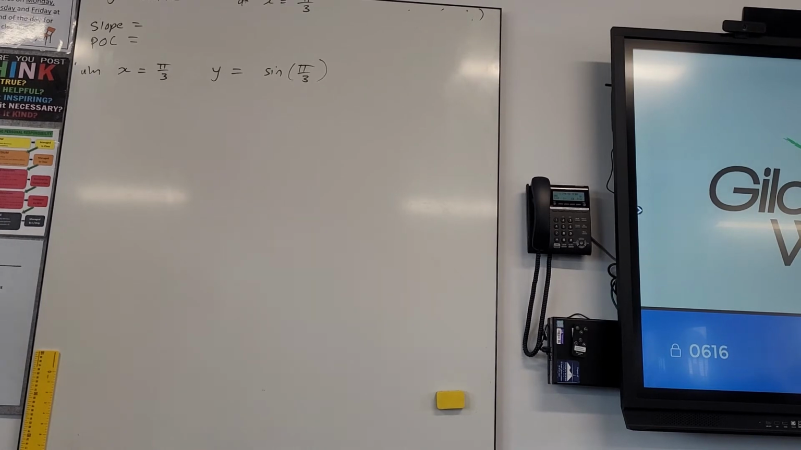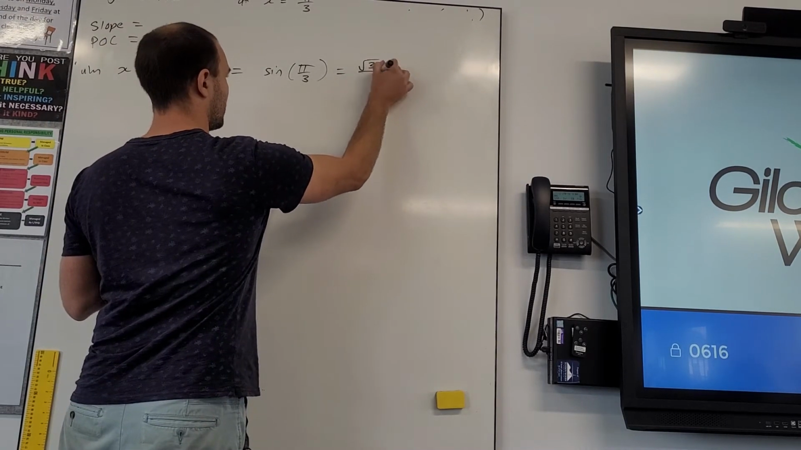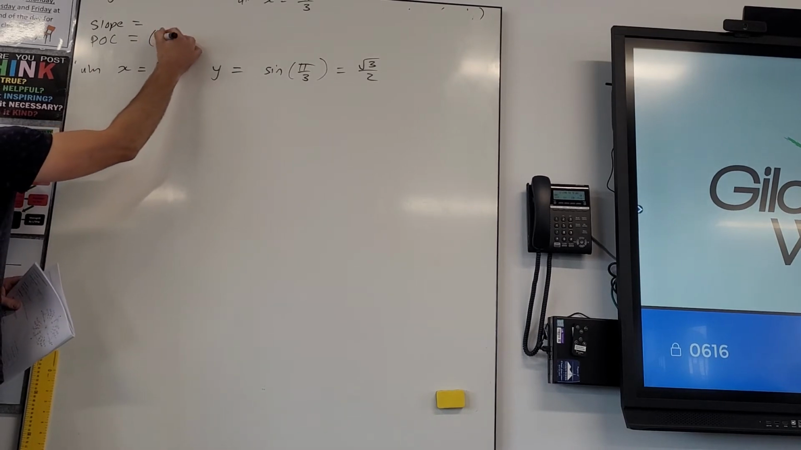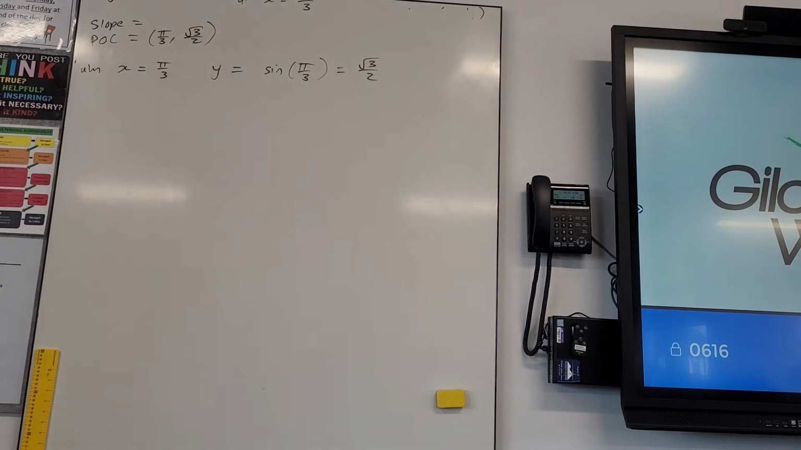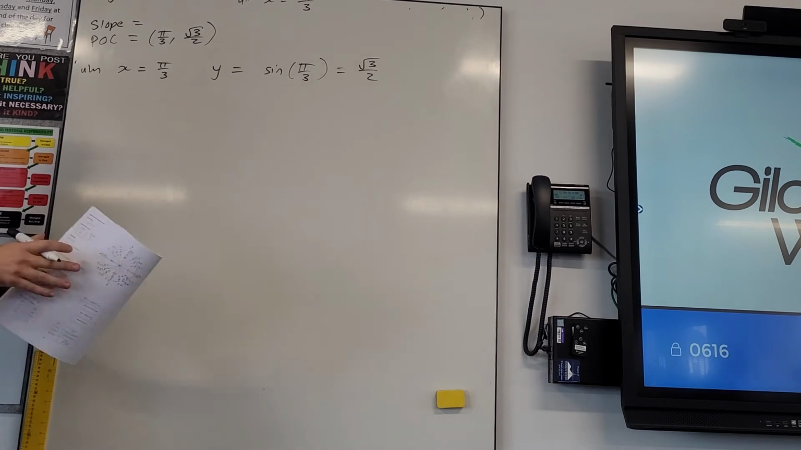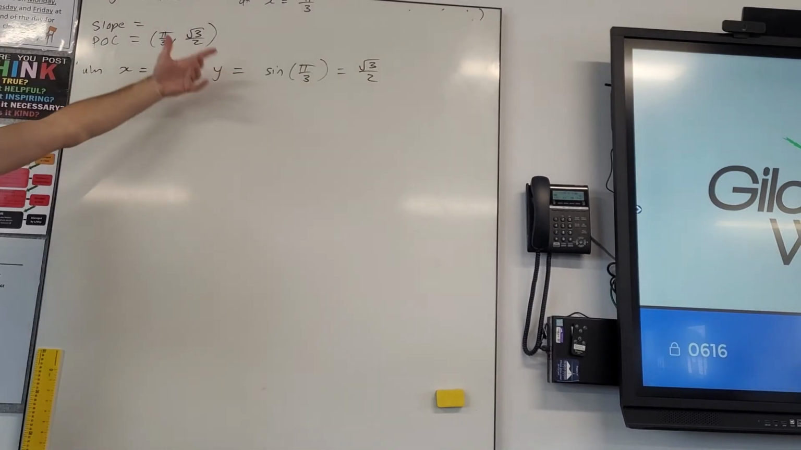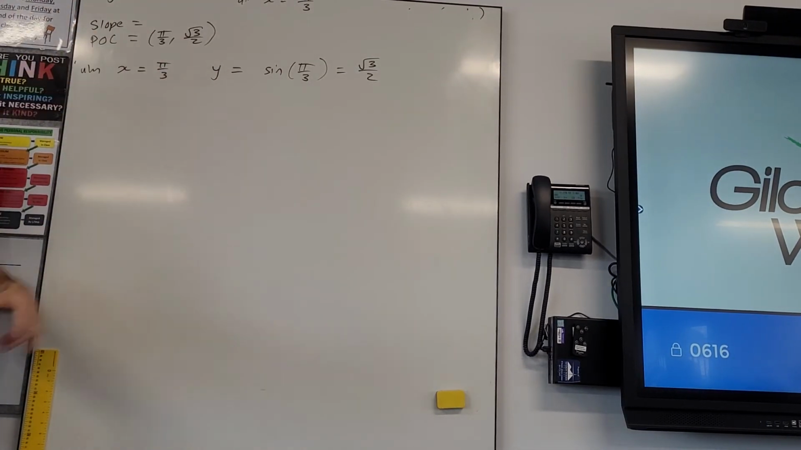Sine is the y values. When the angle is pi on 3, we've got root 3 on 2. All right, so our point of contact, x is pi on 3, y is root 3 on 2. So, the same process applies. The complexity's escalated a little bit because now we're dealing with fractions and surds and trig ratios, but it's exactly the same process. You find this, you find the slope, and then you proceed.